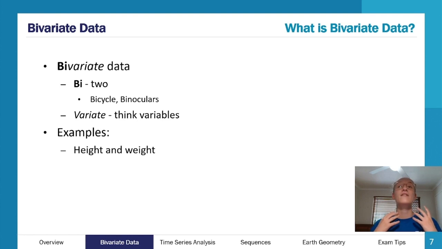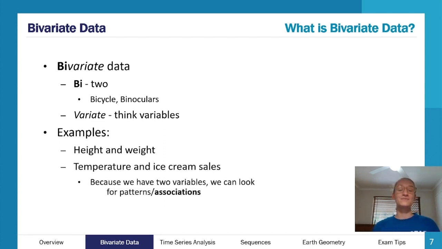Whereas when we only have univariate data, which is data with one variable, for example just height, we have nothing to compare it to and we can't look at any relationships. That's when we look at mean, median, and mode. But when we have bivariate data, that's when we can start to look at correlation and creating a least squares regression line and all of that.